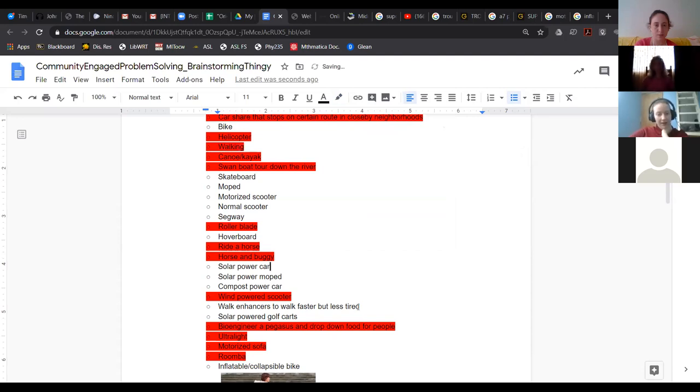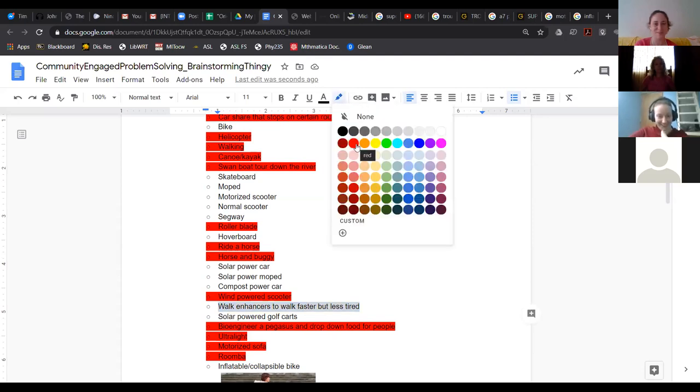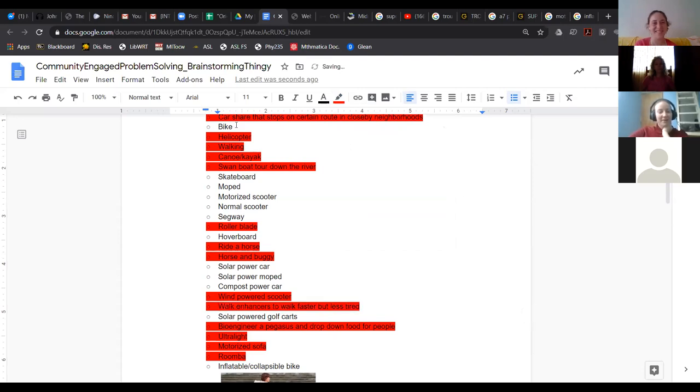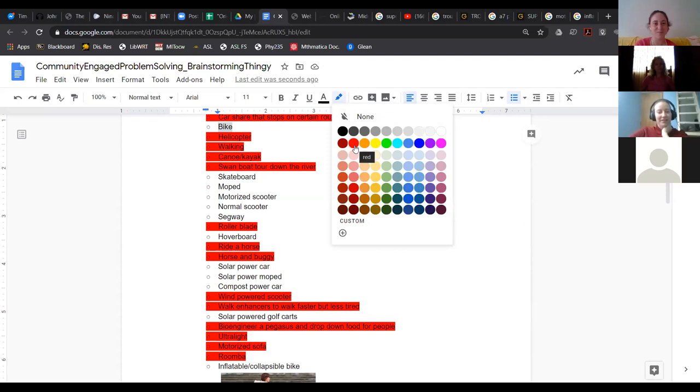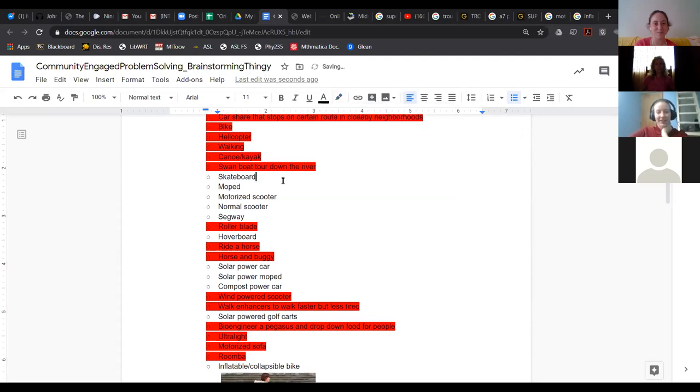And walk enhancers, as cool as that would be, would need to be a whole new technology. And biking is too boring. I had a professor last fall who always biked to work, no matter what the weather was. He was from the Netherlands.